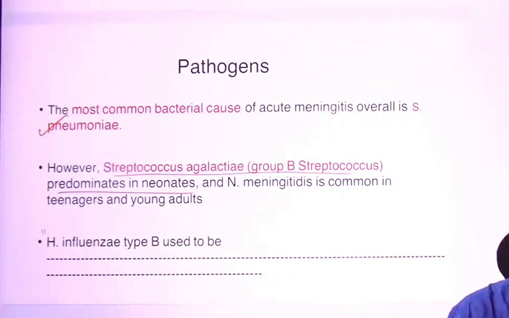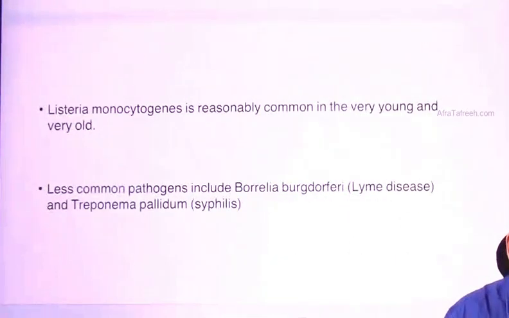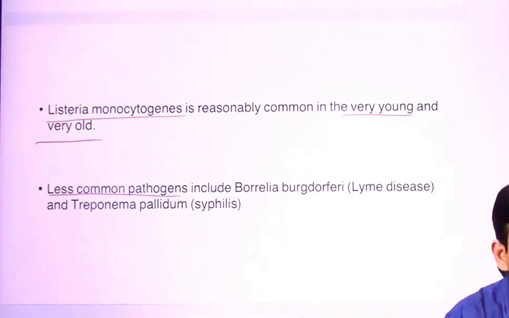Now regarding this particular organism, Haemophilus influenzae type B, it used to be number one, I have told you, but it has lost the race because of a wonderful vaccine against that type B. Okay, and that's why it is coming last in the series. Fine. And just now you have seen that list that it can cause infection in the neonates also and in the very old patients also. Which one? Listeria.